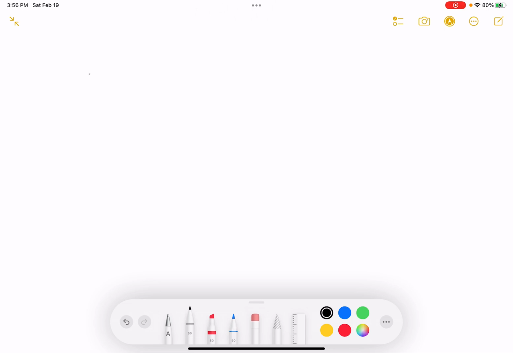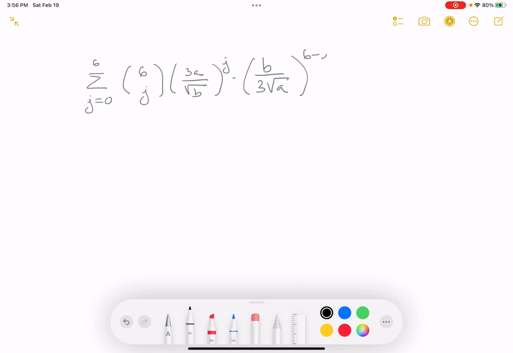So the sum, and we're gonna say j equals 0 to 6, and then we get this binomial coefficient, 6 choose j, and we get 3a over root b to the jth power times b over 3 root a to the 6 minus j. Right, so here we're just trying to expand it.